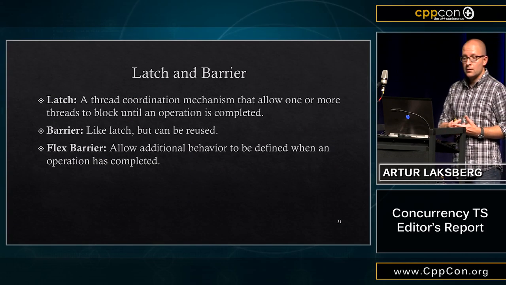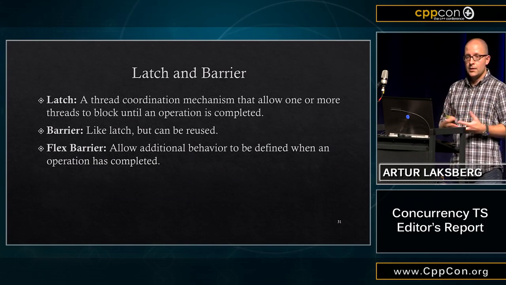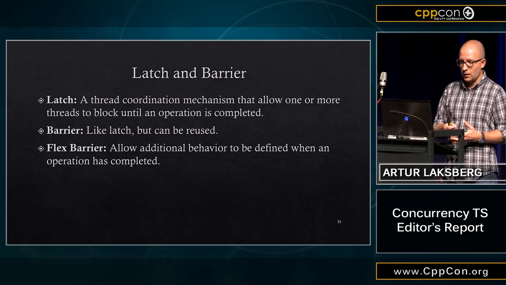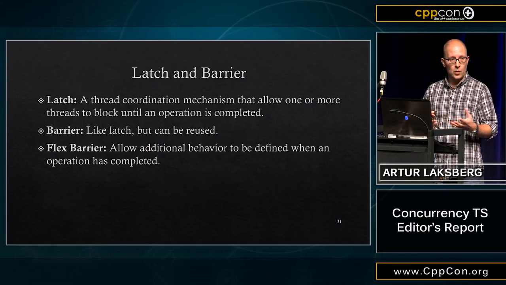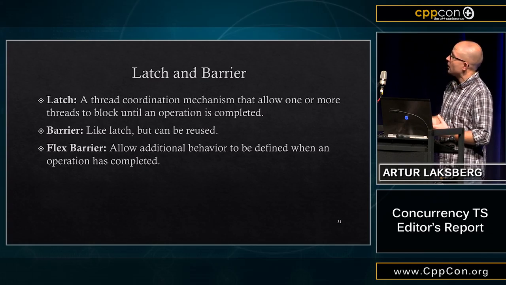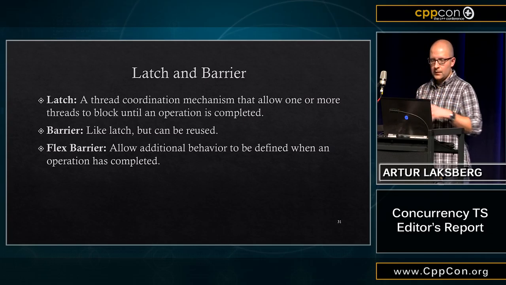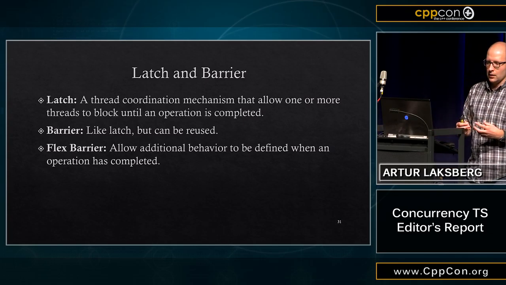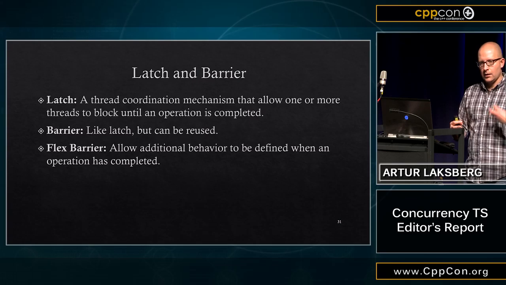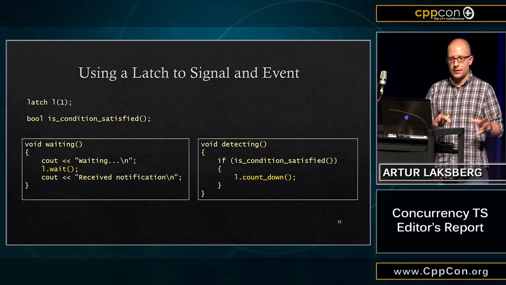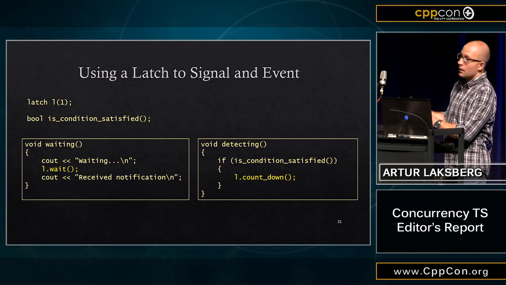Enter latches and barriers. The TS introduces three different types. A latch is a simple thread coordination mechanism that allows one or more threads to block until a condition in operation is completed. A barrier is similar, but it can also be reused. And a flex barrier takes a callback that gets notified when the latch opens. This is how I would rewrite my previous example using the latch.